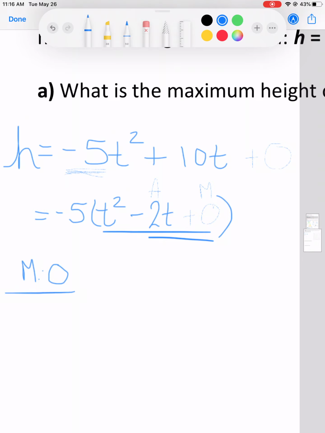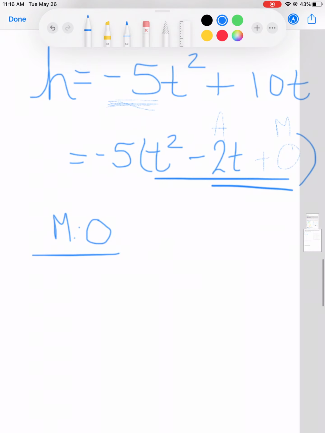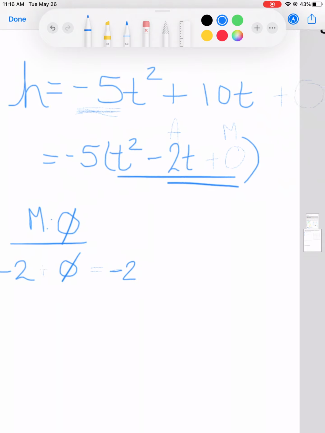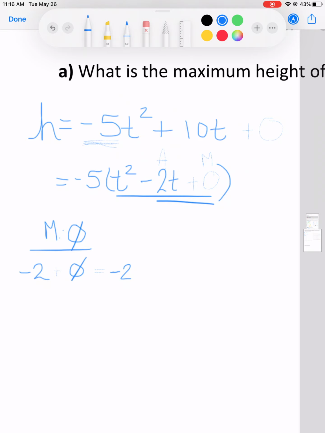Well, anything times 0 is 0. So if I do -2 and 0, these are zeros, by the way, not O's. That's 0. And if I do -2 plus 0, that gives me -2. So those have got to be our factors. I hope that makes sense, guys.